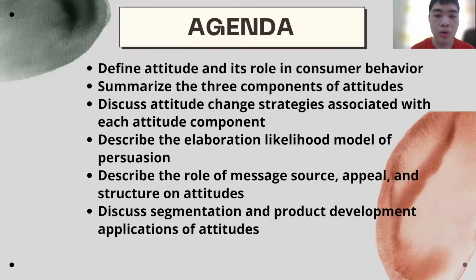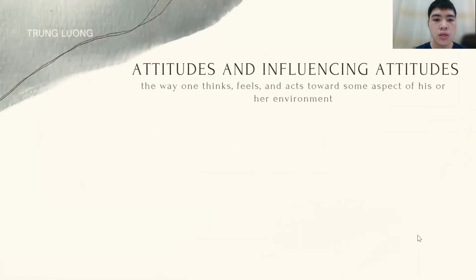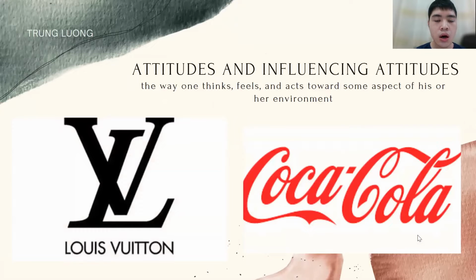Today, we're going to go through 6 key learning objectives, from the definition of attitudes toward its usage, also its importance. So we'll come right to learning objective 1. Into the first learning objective, now we're going to find out about the definition of attitude along with its role in consumer behavior. As you can see here, attitudes are defined as the way people think, feel, and act toward aspects of his or her environment.